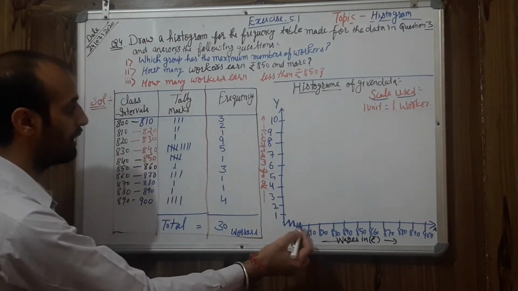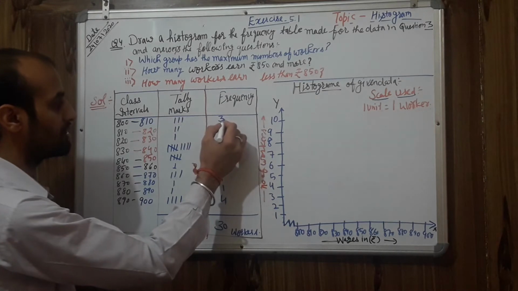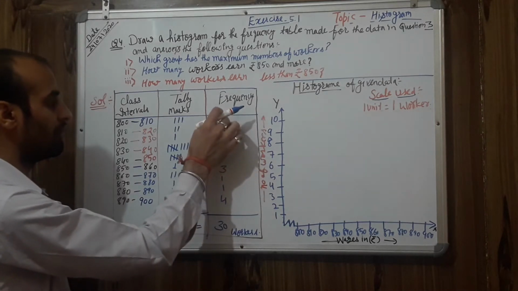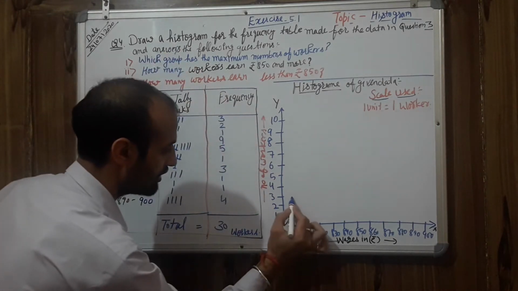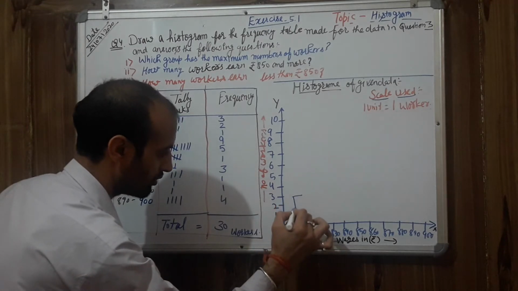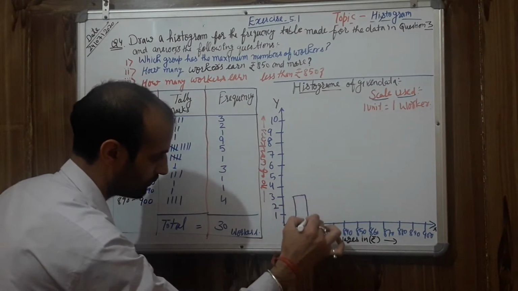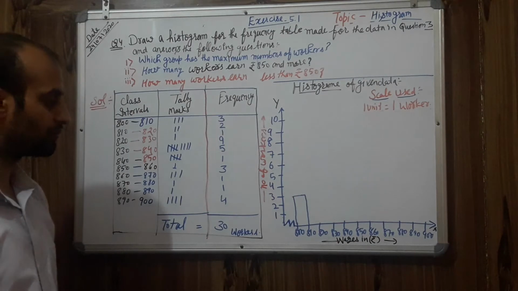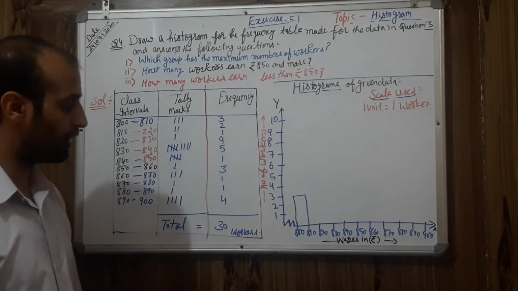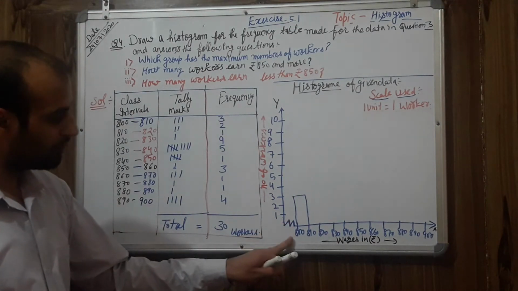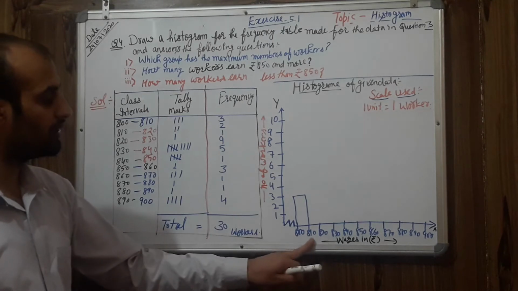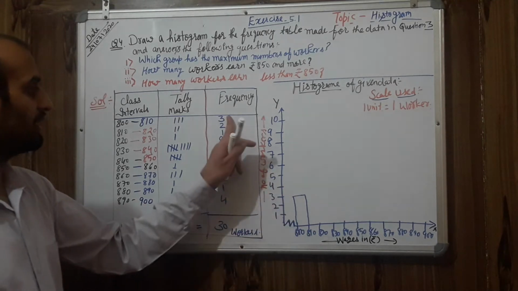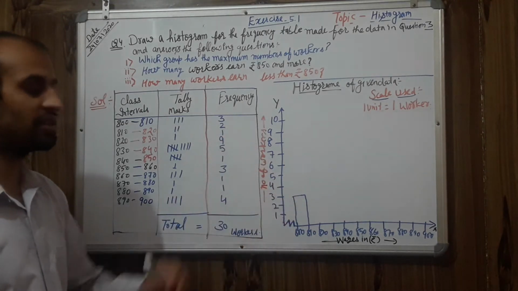I need to make a pillar from here. How many workers are in this? Here we have the number 3. So just find where 3 is. This is 3. So this is the first. What I did, you can see here: I have drawn one bar as we are drawing between 800 to 810 and the height is 3. That means 3 workers are in this group.